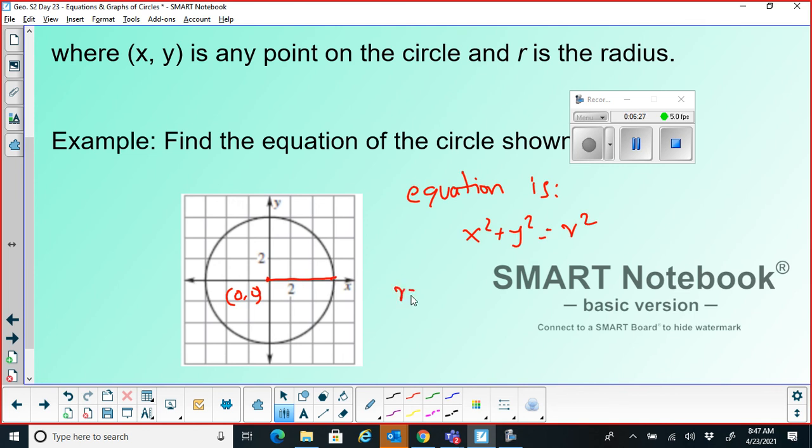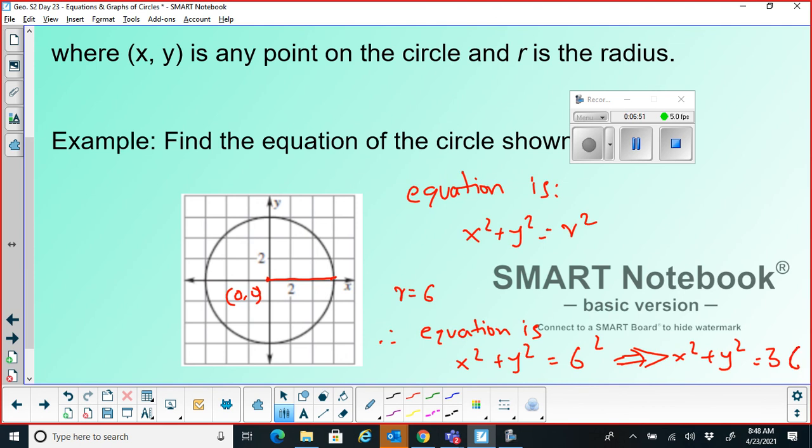So r equals 6. Therefore equation is x square plus y square equals r square, that is 6 square, which implies x square plus y square equals 6 square, which is 36. Okay, I hope this is clear. So you get the equation of circle as x square plus y square equals 36, and that is your equation of the circle.